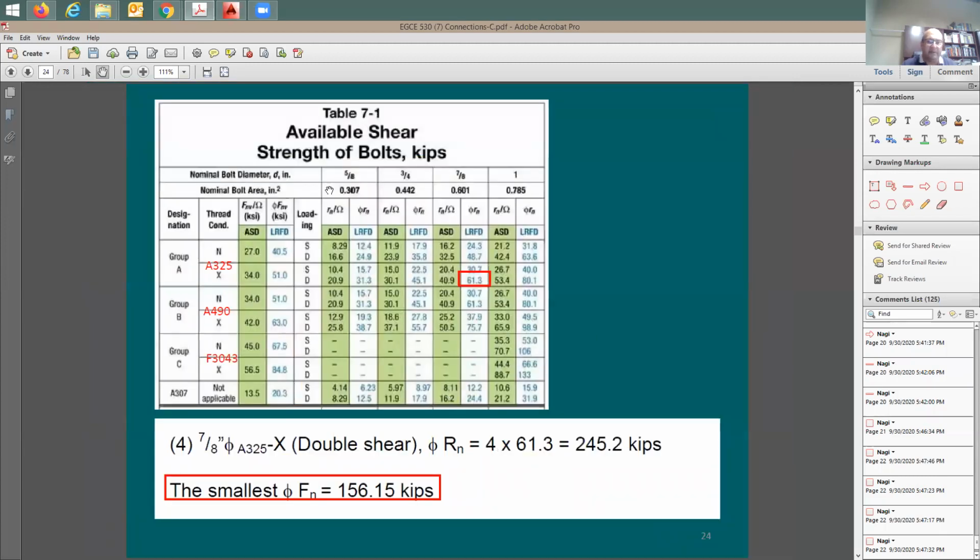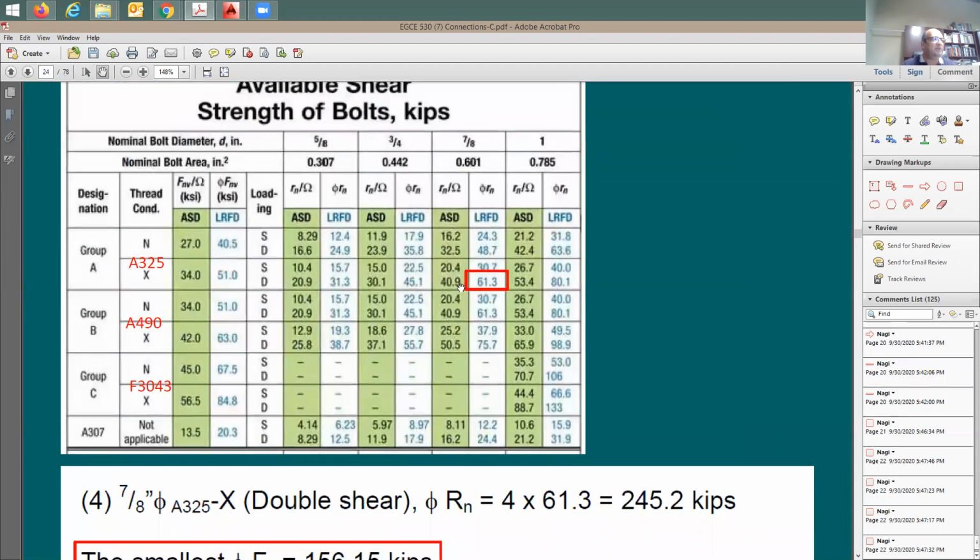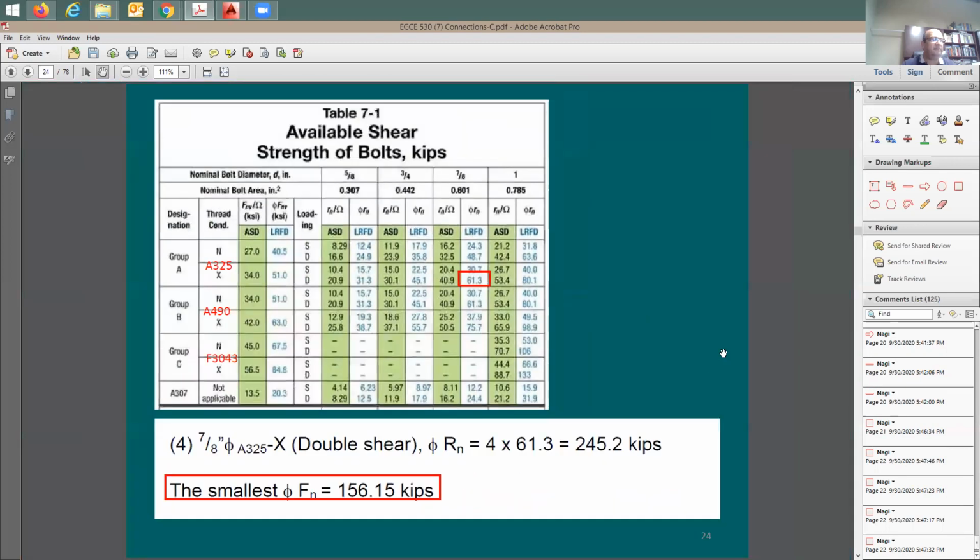Let me look first at the double shear bolts. I have here A325, 7/8 of an inch, X connection is going to be double shear. So each bolt is going to be supporting 61.3 kips. I have 4 of these, so 4 times 61, I have 245. Okay. The bolts can take up to 245 kips.